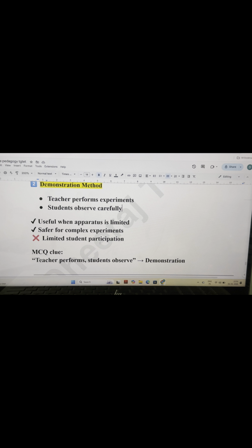Okay, the second method is demonstration method. Here the teacher performs experiments and students observe very carefully. Whenever the apparatus is limited, it is useful, and when the experiment is very complex, you can use this demonstration method. Here the teacher is main, so student participation is limited. The teacher is the active participant and performs the experiment. Teacher performs and students observe, this is called demonstration method.